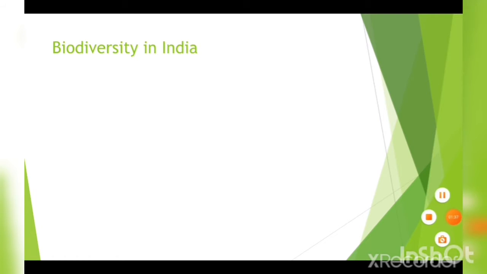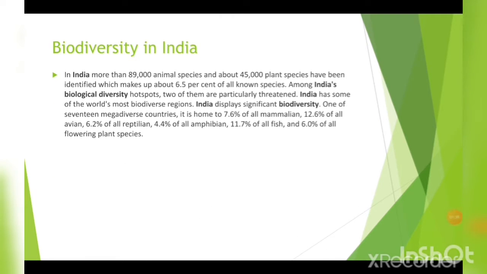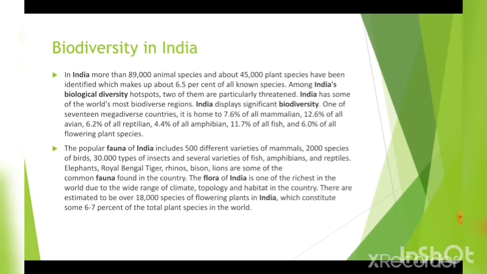Biodiversity in India. In India, there are more than 89,000 animal species and about 45,000 plant species. India is one of the world's most biodiverse regions and one of the 17 megadiverse countries. The popular fauna of India includes 500 different varieties of mammals, 2,000 species of birds, 30,000 types of insects, and several varieties of fish, amphibians, and reptiles.